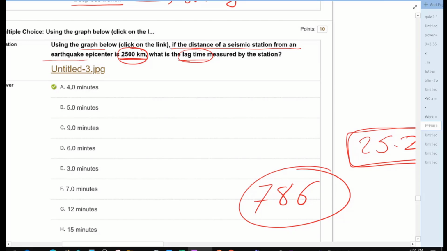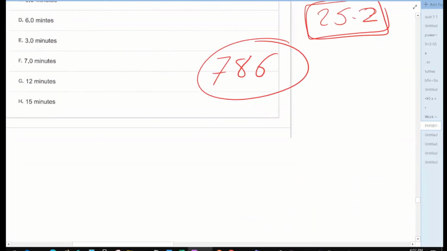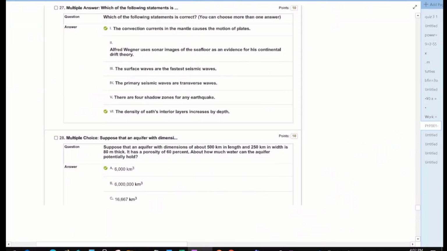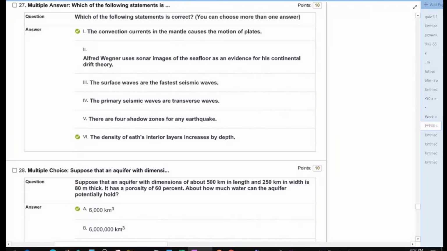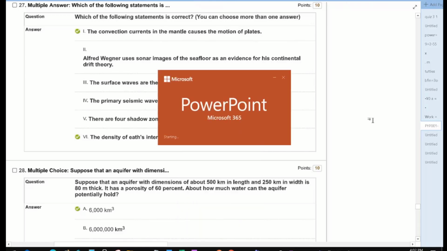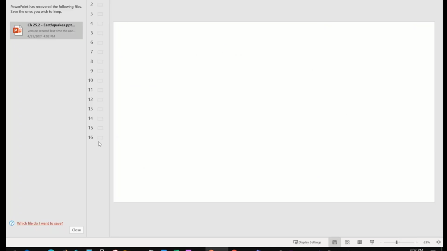2,500. So what's the corresponding time? Look at the chart. 4. That's right. So you will find it exactly 4. Which of the following? Yes. How did you calculate it? How did I get it? Yes. Tell you just 1 second. Let me show you the graph and let's do it together.